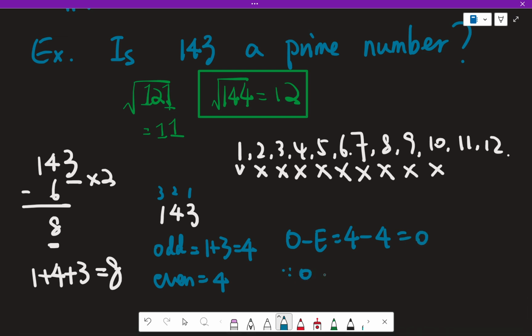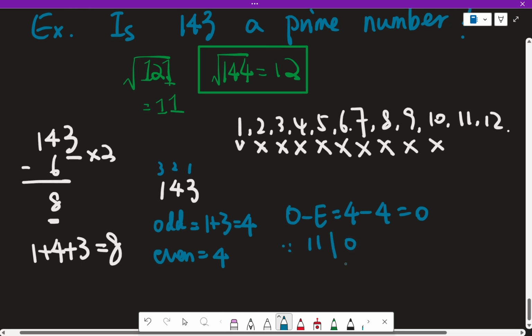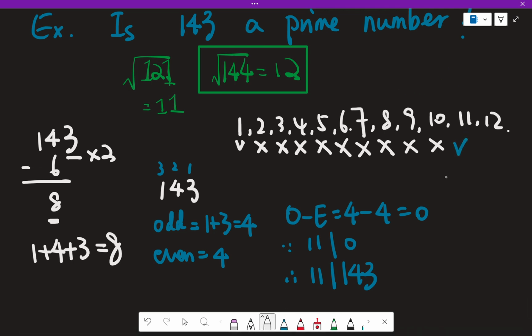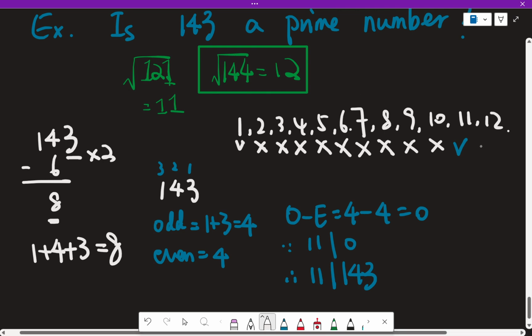And we can see that 0 is divisible by 11. So this 143 is also divisible by 11. So actually, 11 is a yes. And 12, we need to satisfy both 3 and 4, and neither is satisfied here, so no.